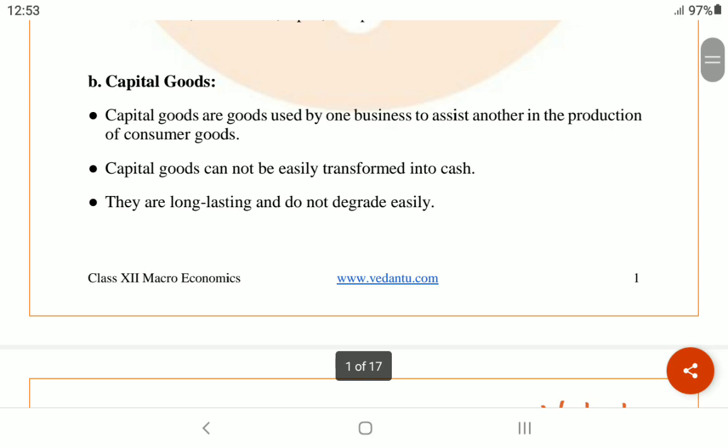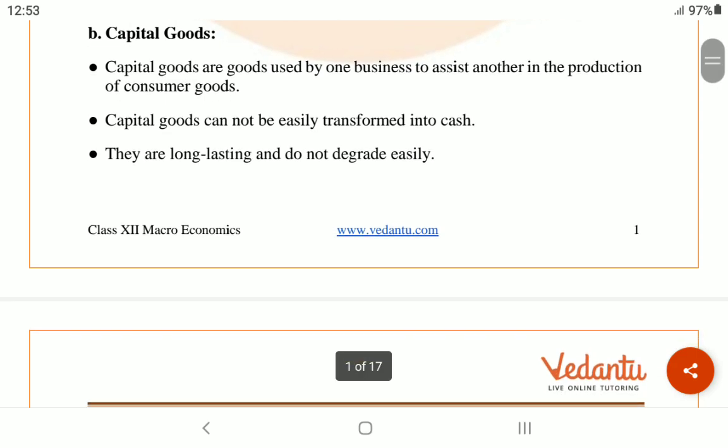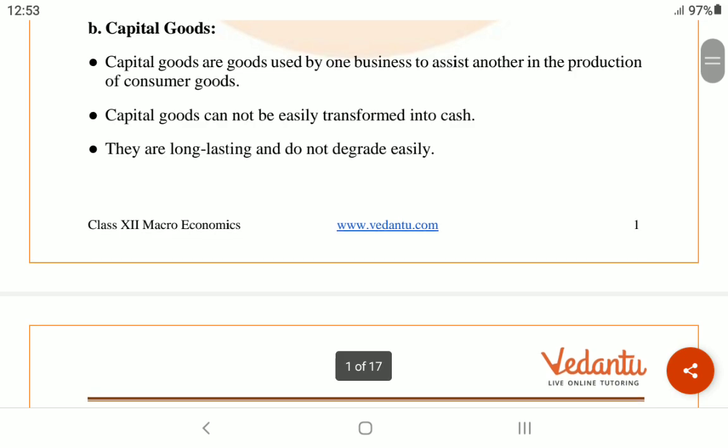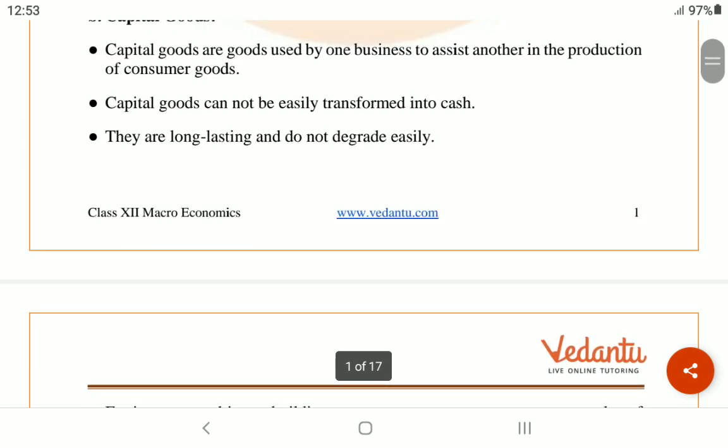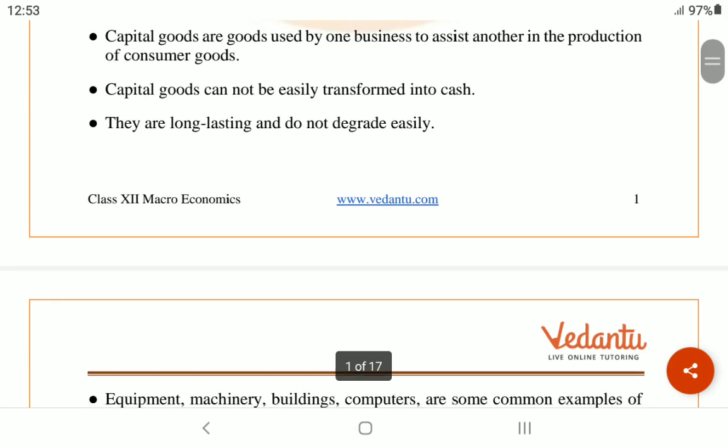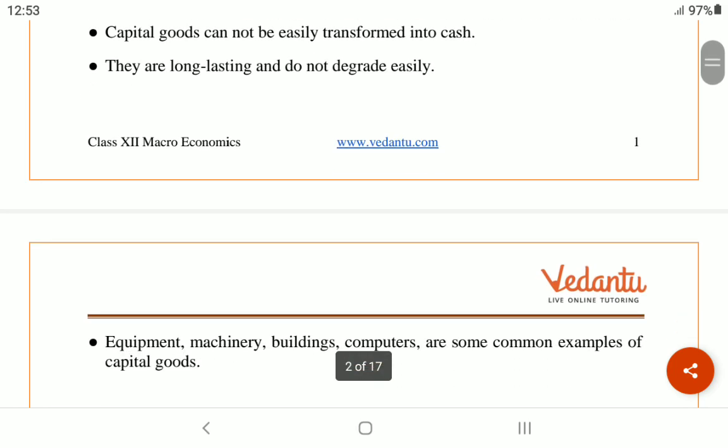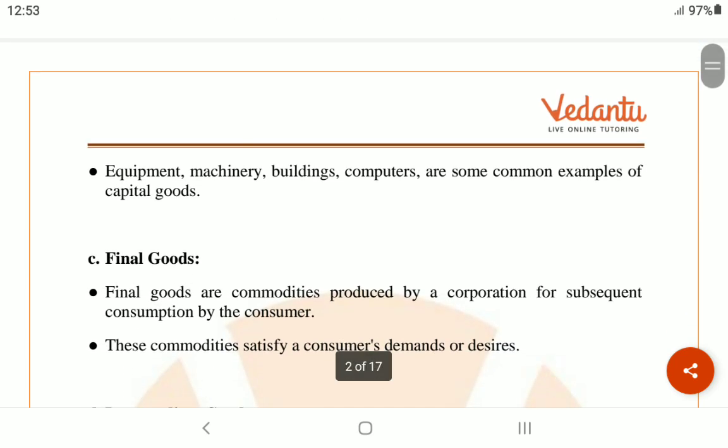Next is capital goods. They are the goods used by one business to assist another in the production of consumption goods. Capital goods cannot be easily transformed into cash. They are long lasting and do not degrade easily. Equipment, machinery, buildings, computers come under capital goods.